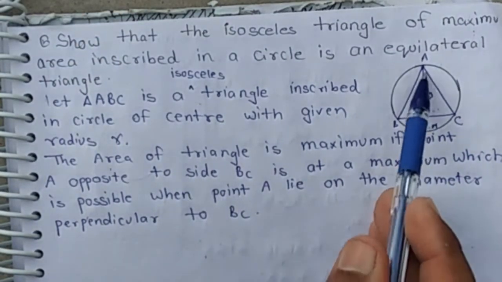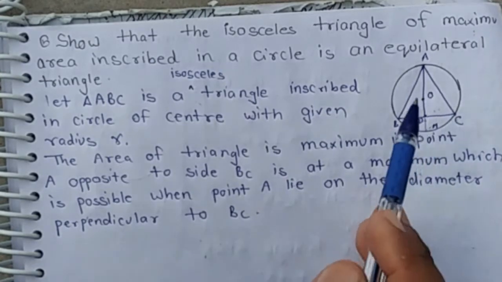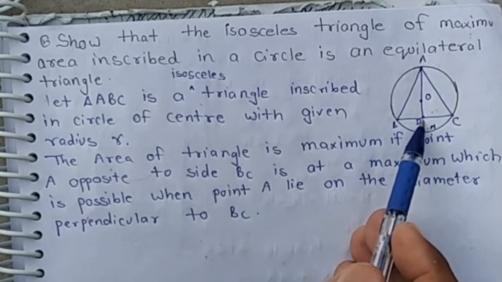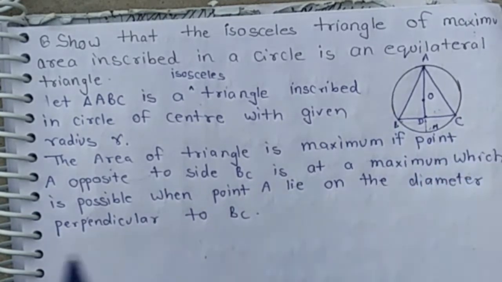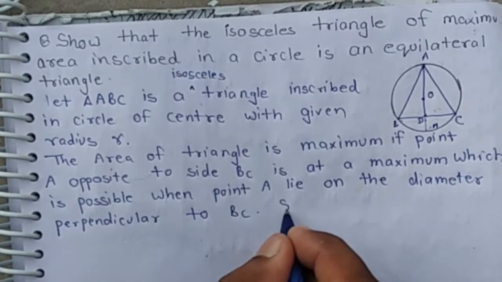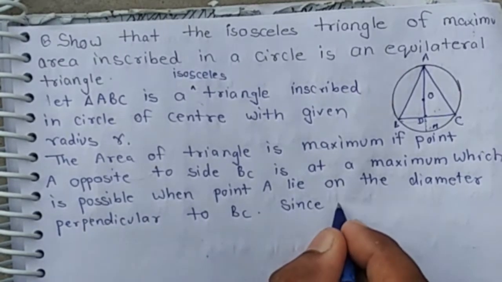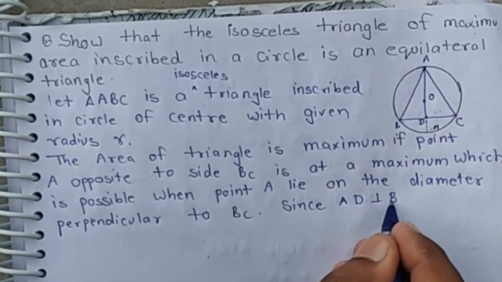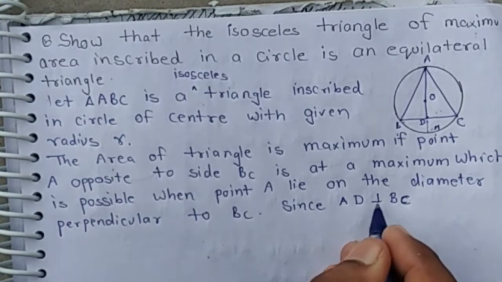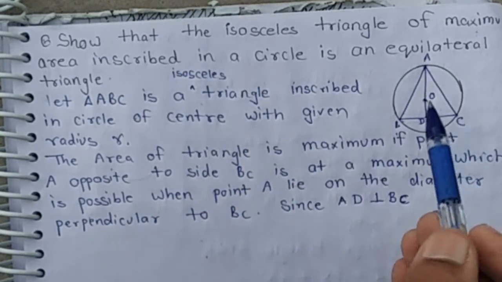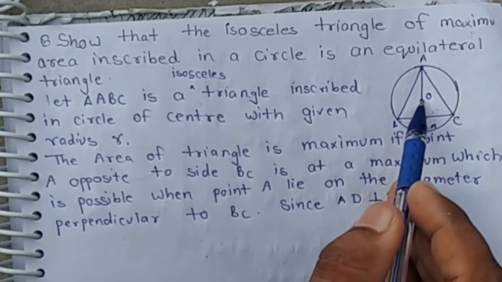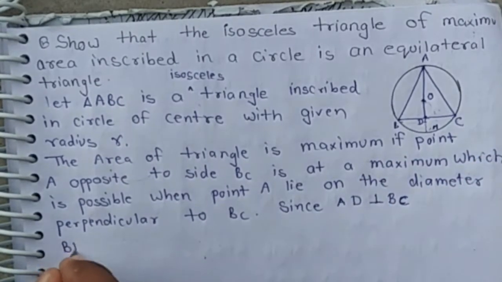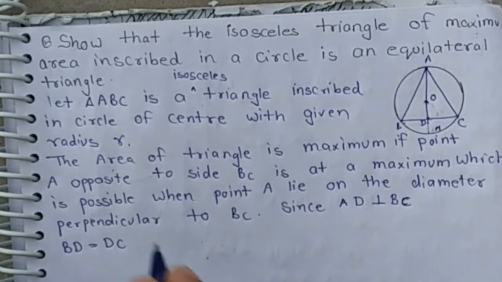Since AD is perpendicular to BC, and the perpendicular line drawn from the center of a circle to the chord bisects the chord, means BD equals DC.